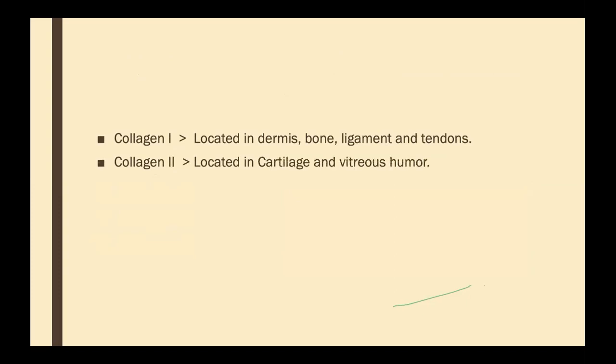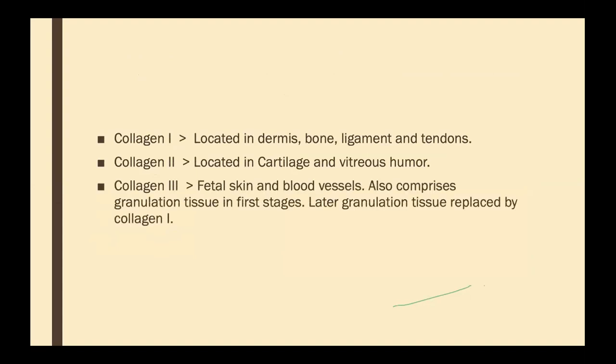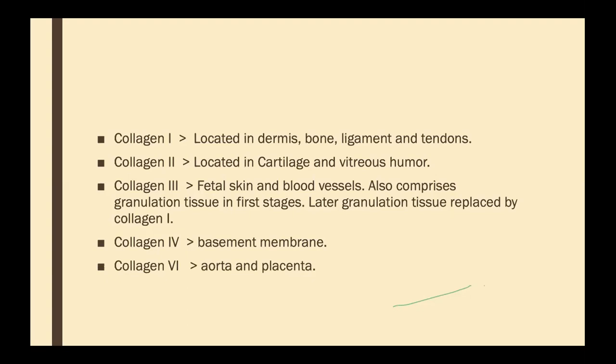It's collagen 3. As we know, collagen 1 is located mainly in the dermis, bone, ligament, and tendon. Collagen 2 in the cartilage and vitreous humor. Collagen 3 in the fetal skin and the blood vessels, and also the granulation tissue in the first stage. Then later on, the granulation tissue changes to collagen 1. Okay, collagen 4 in the basement membrane and collagen 6 in the aorta and the placenta.